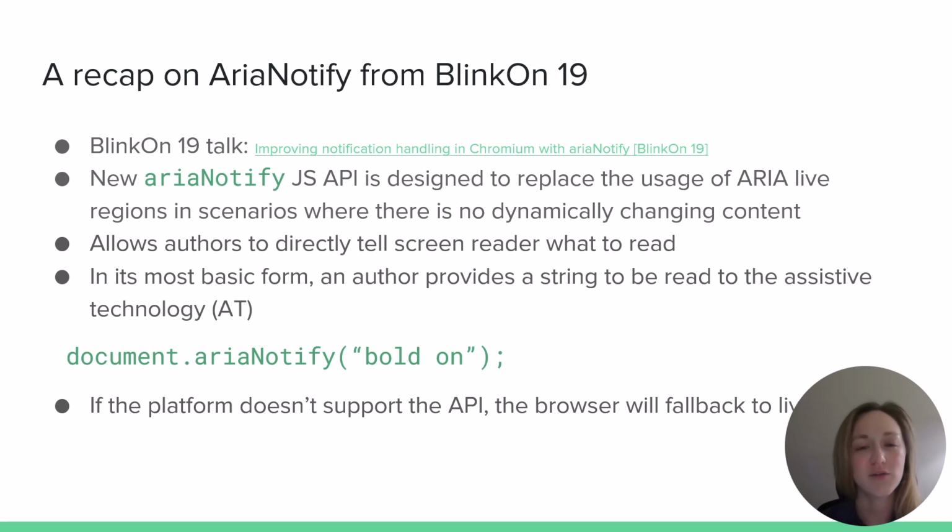ARIA Notify is a new JavaScript API that's designed to replace the usage of ARIA live regions in scenarios where there is no dynamically changing content, and it allows authors to tell screen readers directly what to read by passing a string to be read to the assistive technology, calling document or element.ariaNotify with the string argument. If the platform doesn't support the API, the browser will fall back to ARIA live regions.